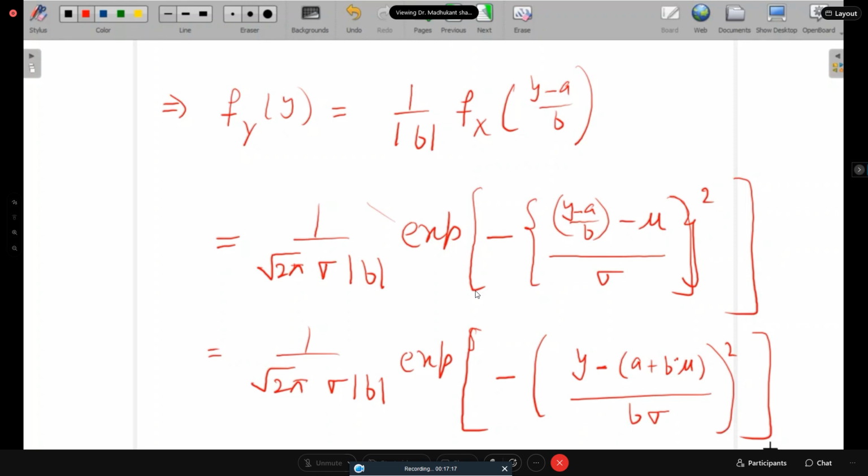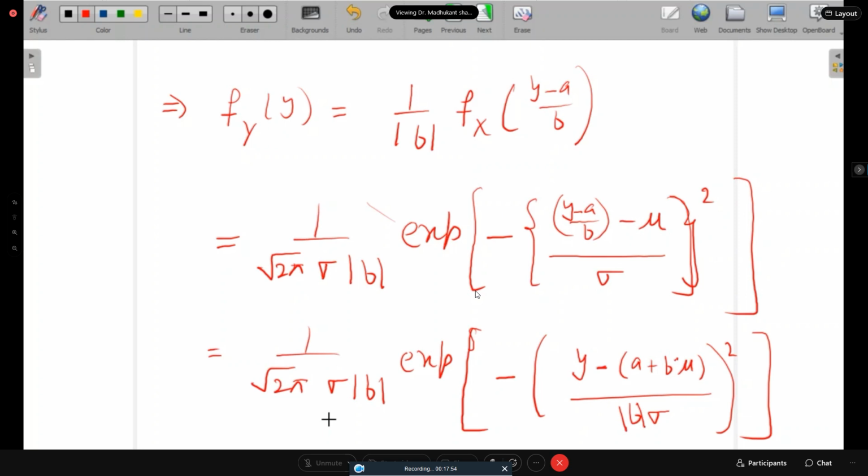Now I hope it is matching with yours: the mean is a plus b mu, and the variance is, yes, I can write b sigma whole square, as here it is mod b sigma. Whether it's b or minus b doesn't matter. Whenever b is greater than 0, you have b sigma, and whenever b is less than 0, you have minus b sigma. So variance will always be positive.